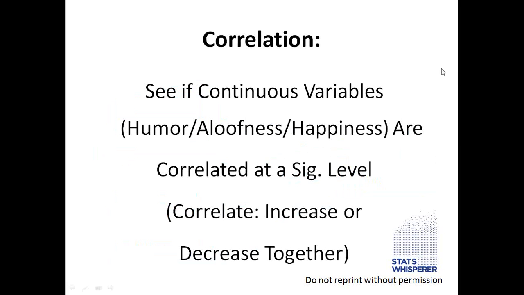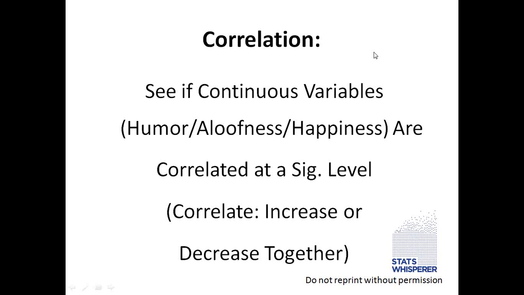Now, our next test is going to be the correlation. Correlation is used when you have two continuous variables and you want to see if they're correlated at a significant level. So correlate, what does that mean? That means either as one variable increases, the other increases at a significant rate, right? So if your level of humor increases, does your level of happiness also increase with it at a significant rate? So as humor goes up, your level of happiness goes up.